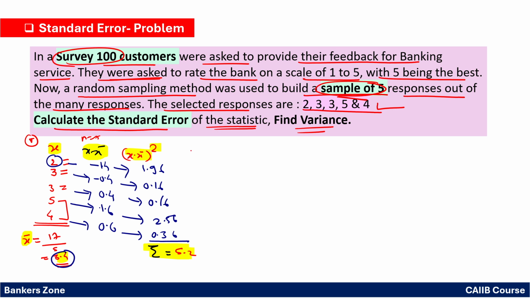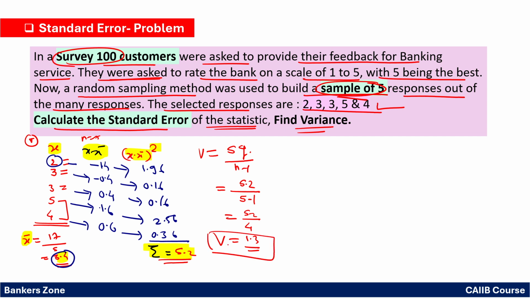Now what is variance? Variance is nothing but the sum of squares divided by n minus 1. So what is the sum of squares? This is 5.2, so it will be 5.2 upon n minus 1. N is 5, so 5 minus 1. So it will be 5.2 divided by 4. You will get around 1.3. So 1.3 will be your variance, right? So variance is 1.3.